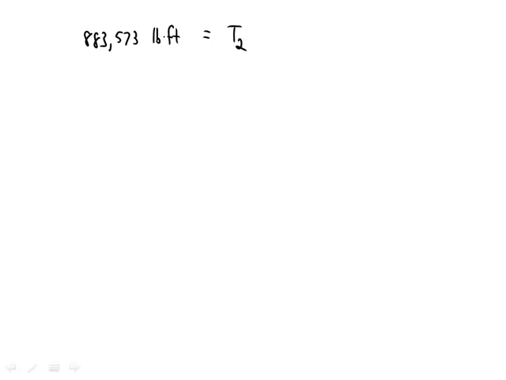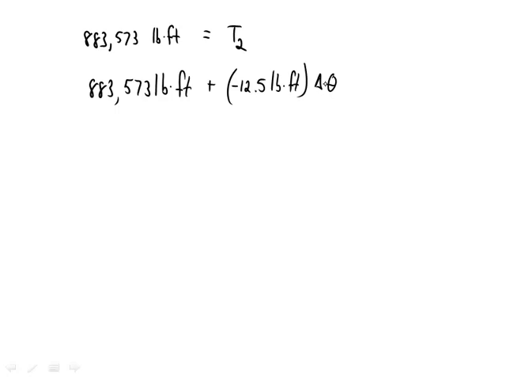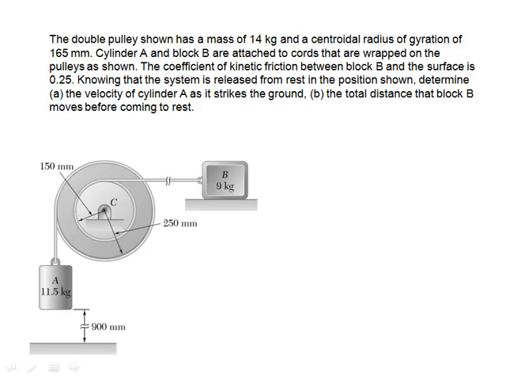Now I'm going to go through the slowdown process. So I take 883,573 pound-feet, and I'm going to slow it down, so that's plus a negative 12.5 pound-feet. That's the frictional moment, times delta theta, which is what I'm looking for. And that will equal T3, but I'm slowing down till I stop, and so T3 is equal to 0. And so delta theta is equal to 70,686. And there's no units there, so that's radians. And that'll turn out to be 11,250 revolutions.